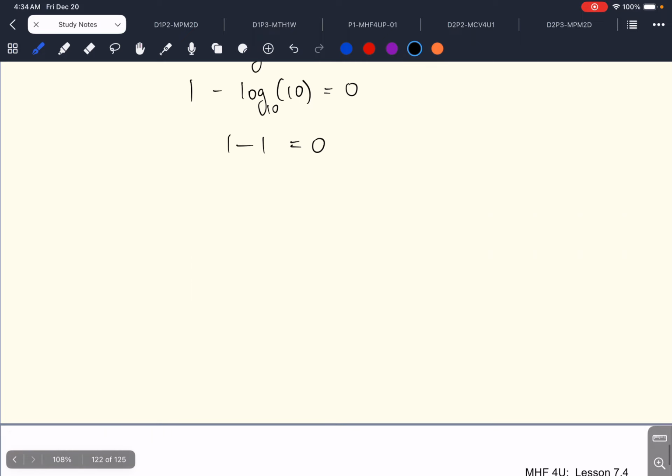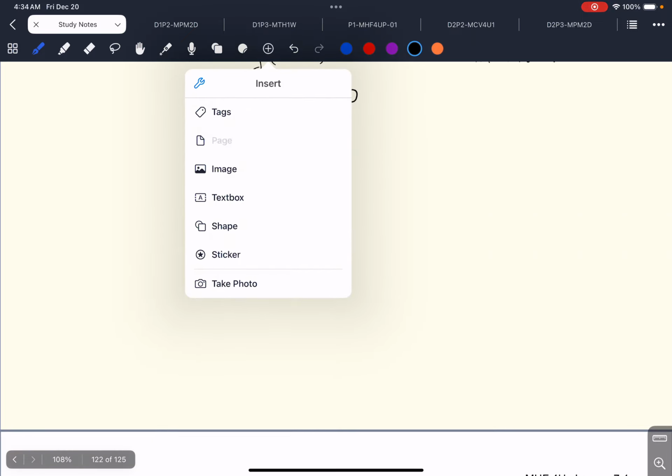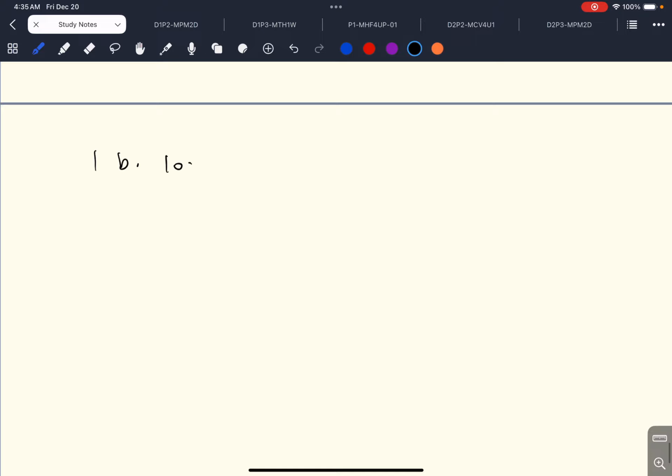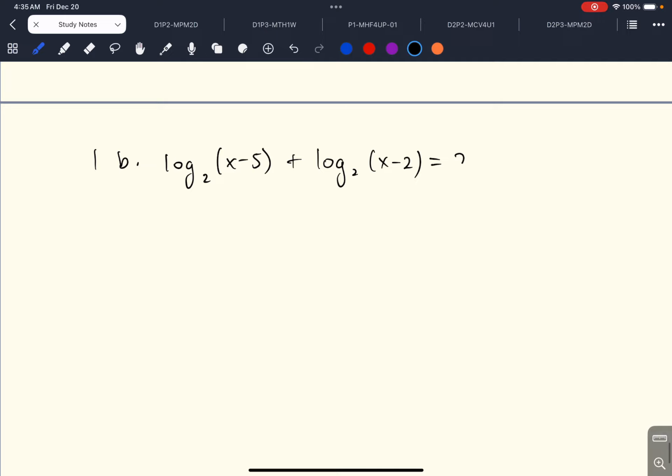Okay, so let's look at our next example, 1b. So 1b is the log of base 2 of x minus 5 plus the log of base 2 of x minus 2 equal to 2. Okay, so now here's an equation. And so again, the next thing we can employ in our techniques for solving logarithmic equations is to try and get all of your logs simplified to just one log term.